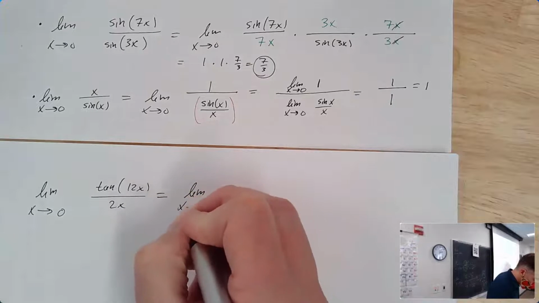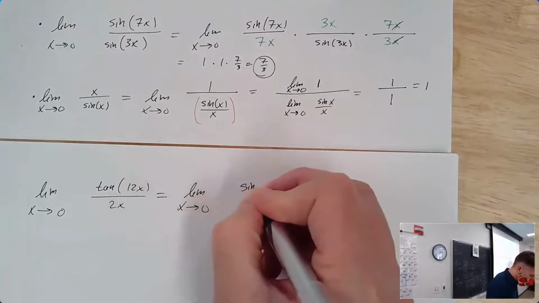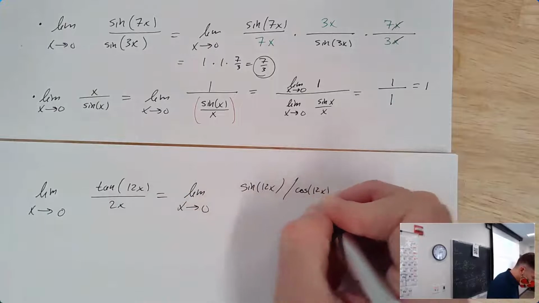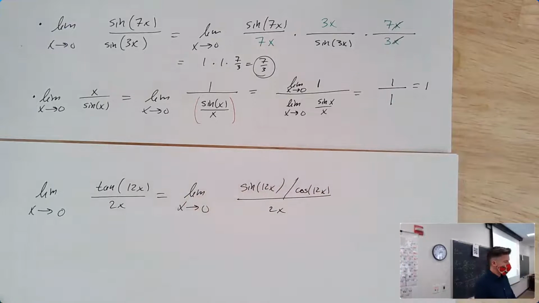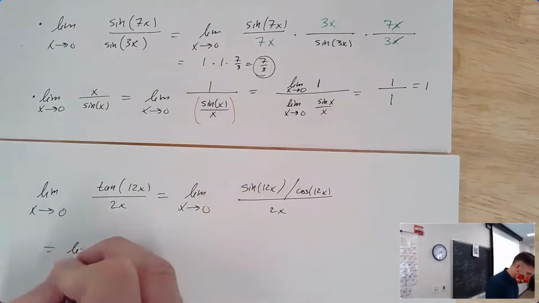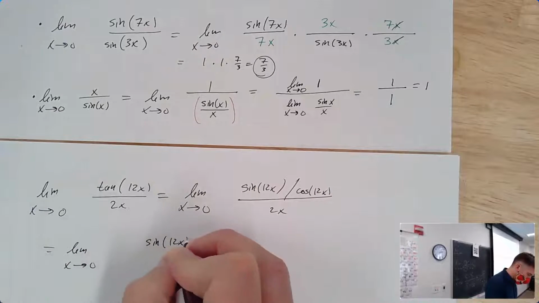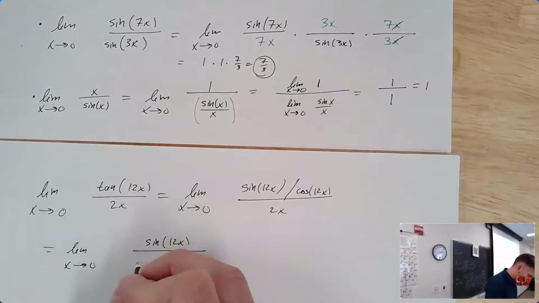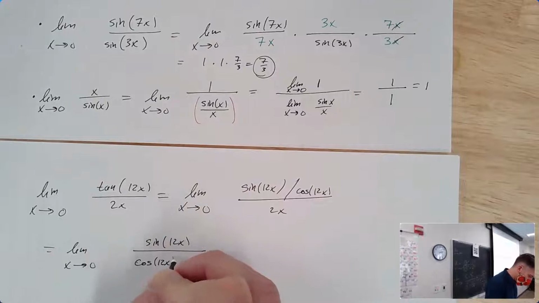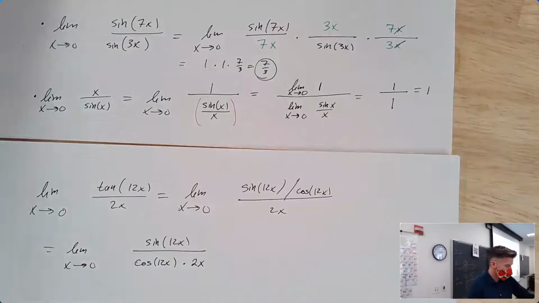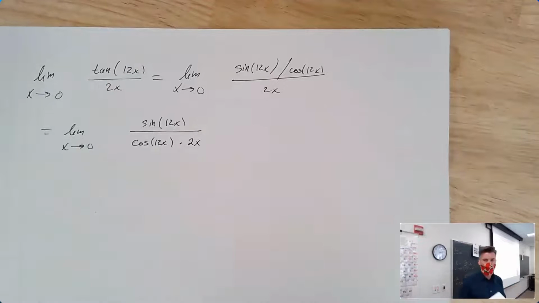12x as sine of 12x divided by cosine of 12x. And this feels like a terrible way to write it. I should probably have really written it like this. Limit as x goes to 0 of sine of 12x divided by cosine of 12x times 2x. And here's what I'm going to tell you. It doesn't just disappear, but as far as we're concerned, we can really just not pay attention at all to cosine. It's not going to worry us.